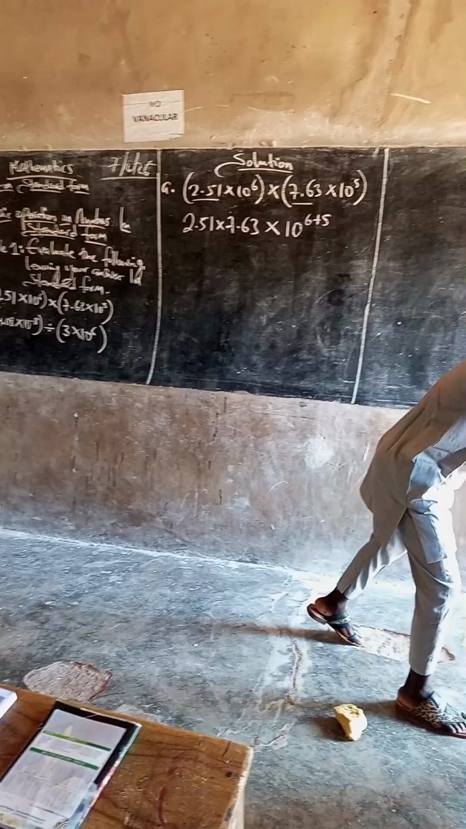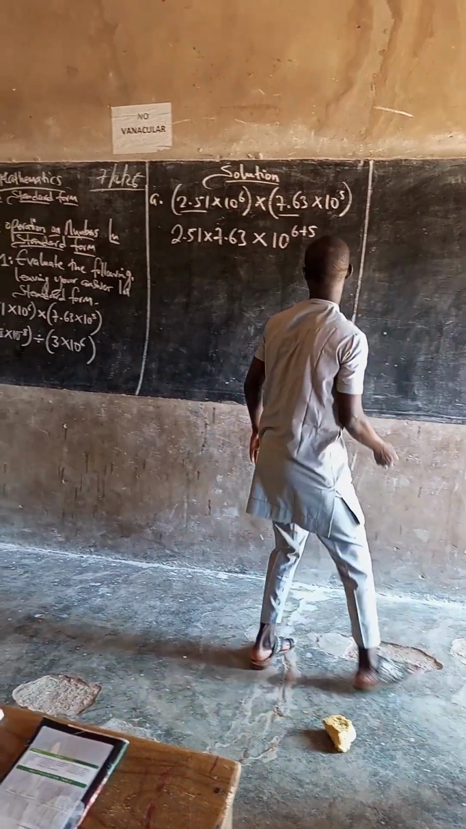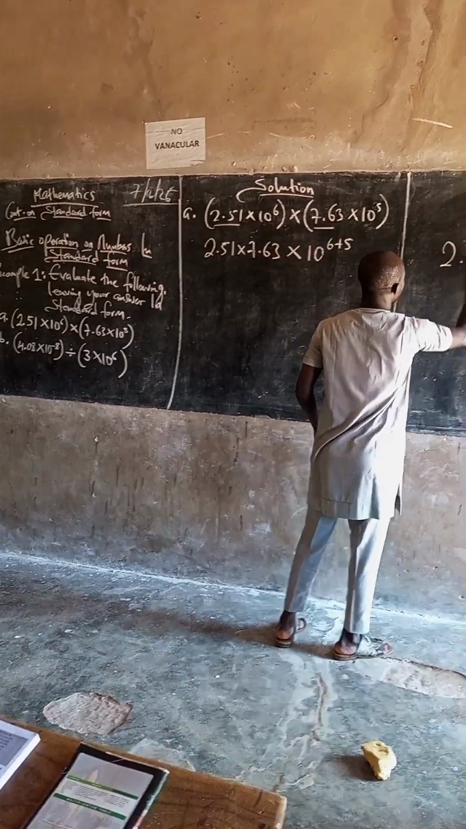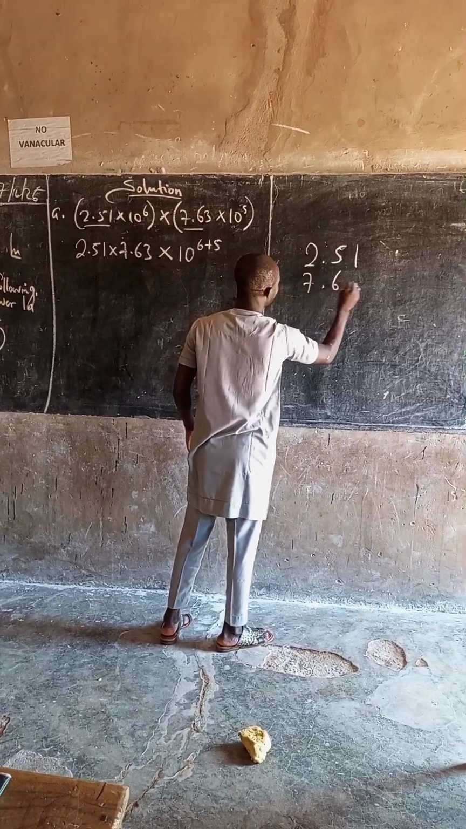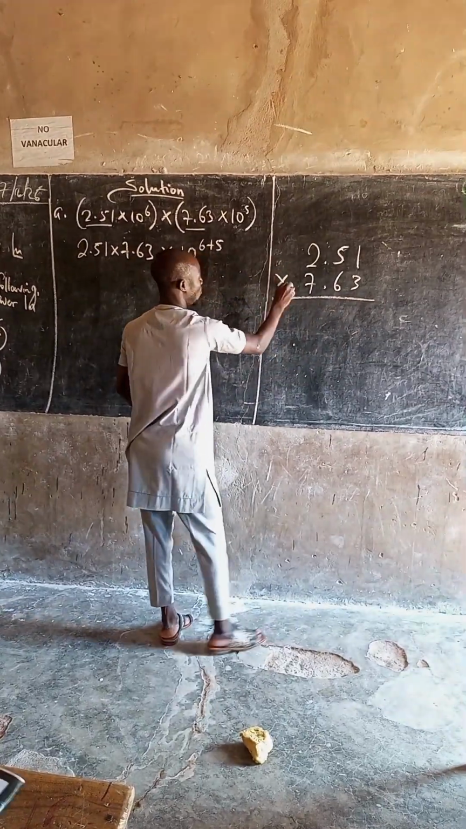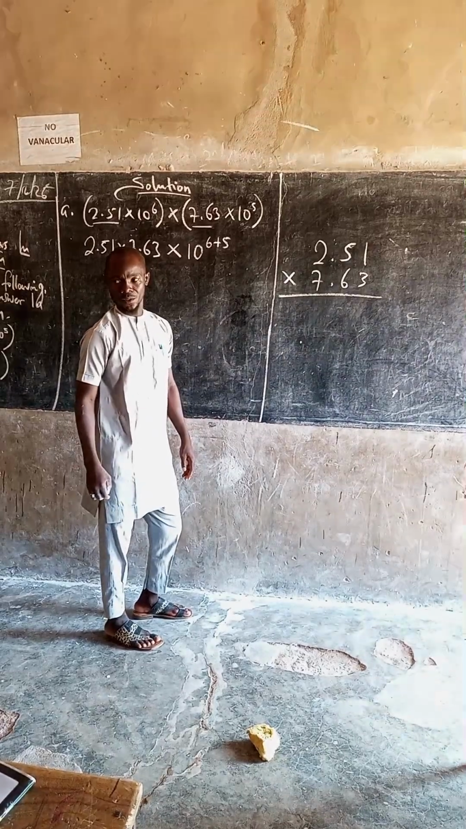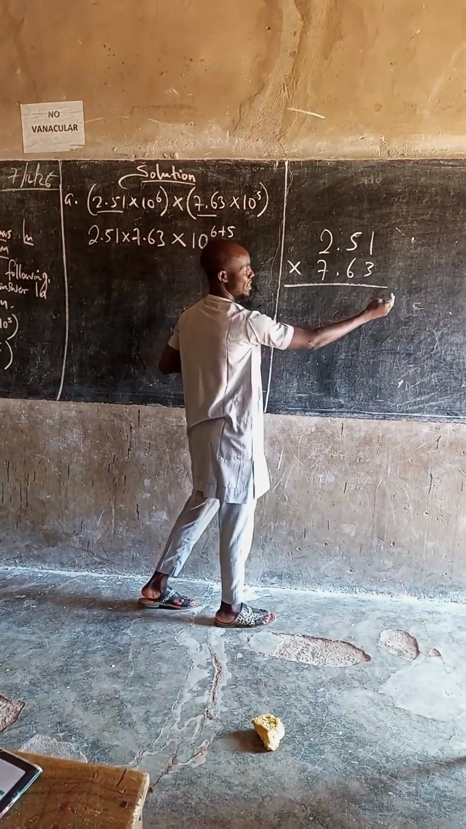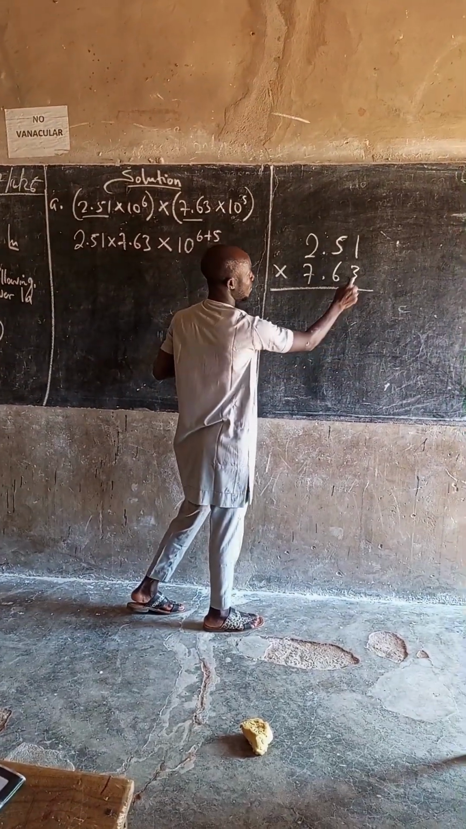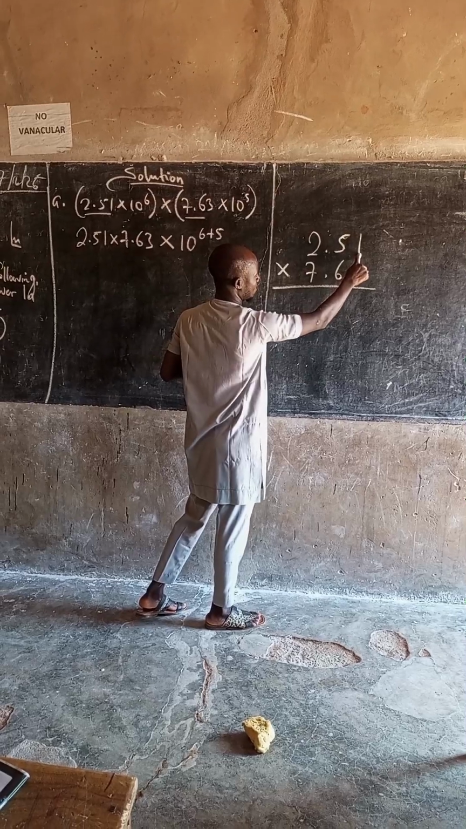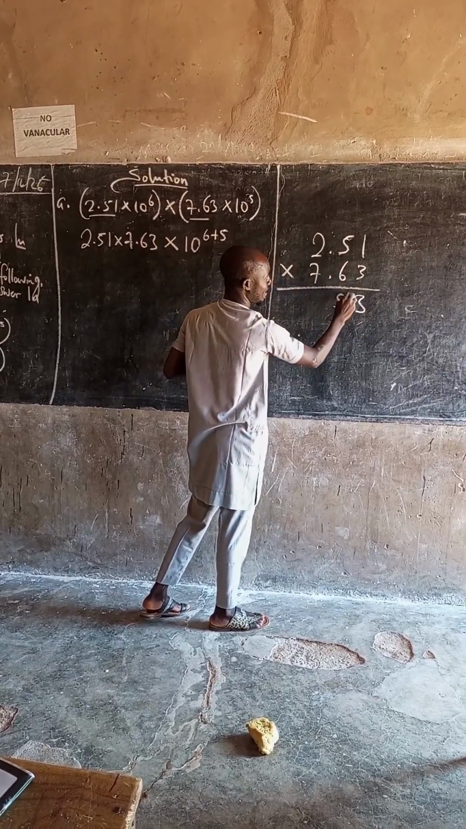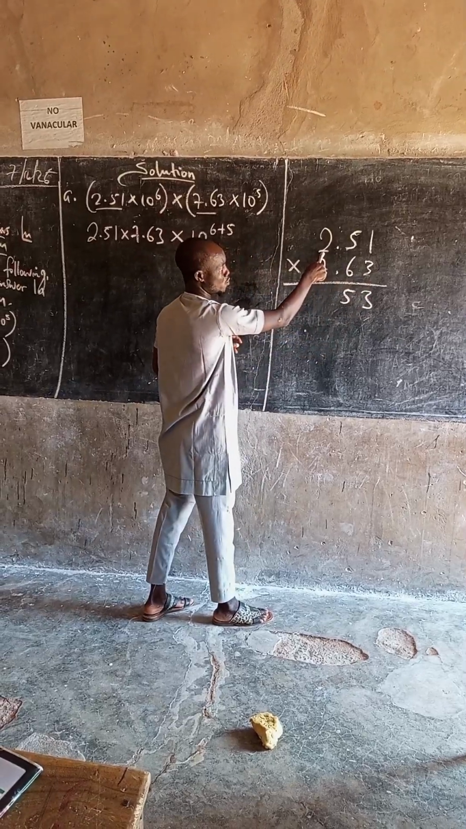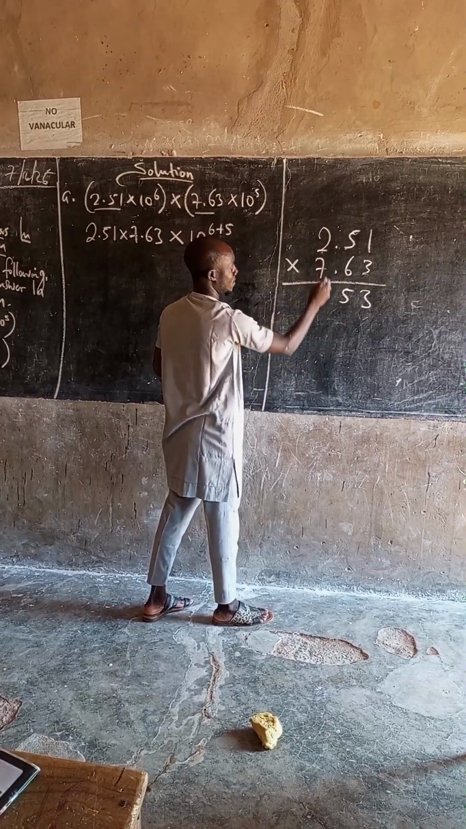So now how do we do this? We need to make sure we do our multiplication. Now we have 2.51 and here we have 7.63. Now you perform your multiplication. Where are we starting with? From the right hand side, right? Yes. So 3 times 1 is going to give us what? 3. We write down 3. 3 times 5 will give us 15. We write 5 and carry 1. 3 times 2 will give us 6. Plus 1, 7. We write 7.